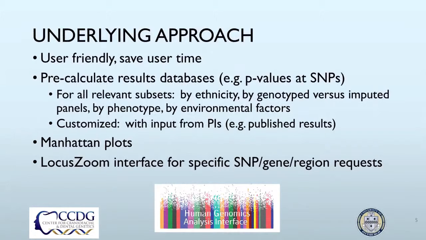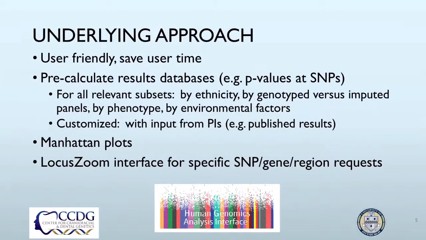For example, in some studies, there's varying ethnicities, so we calculated results by each ethnicity plus over all ethnicities combined. There were genotyped versus imputed panels, so you might just want to look at the genotyped panels or the genotyped plus imputed. There's different phenotypes in some of the projects, and in some of the projects there were environmental factors.